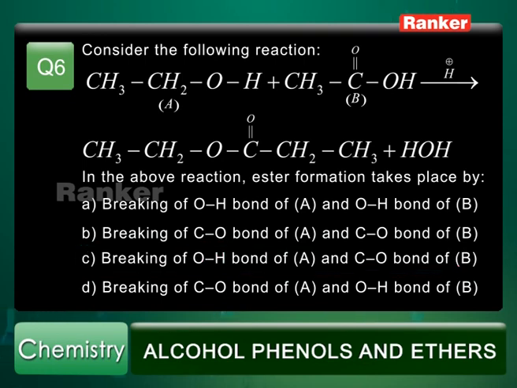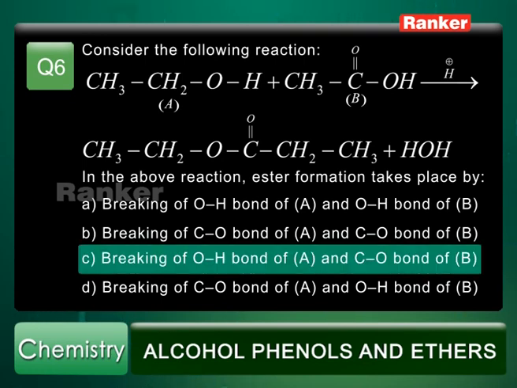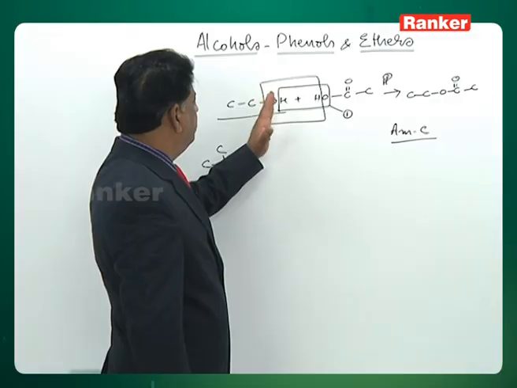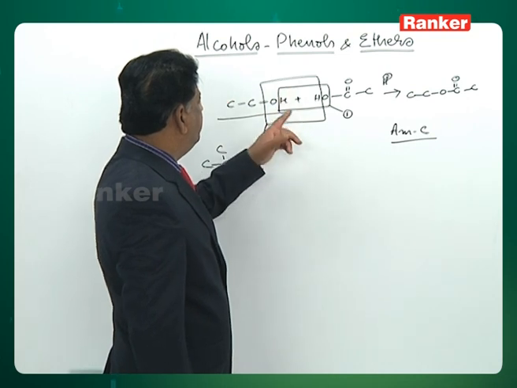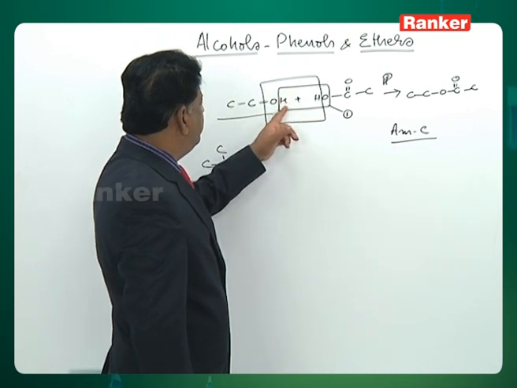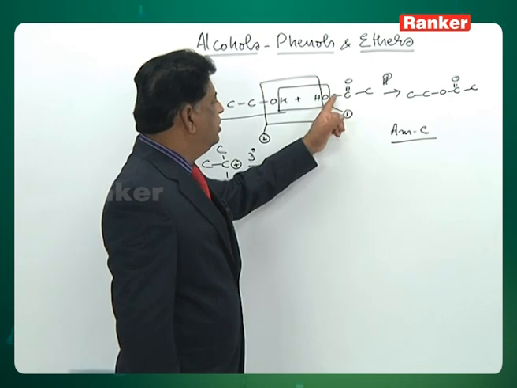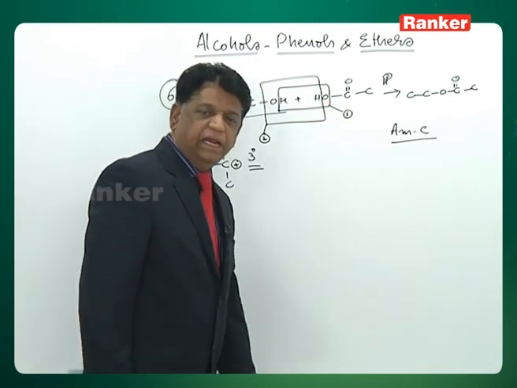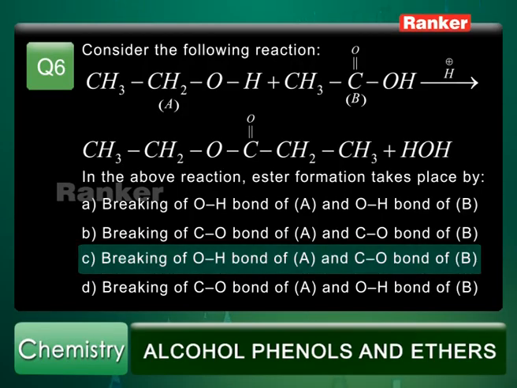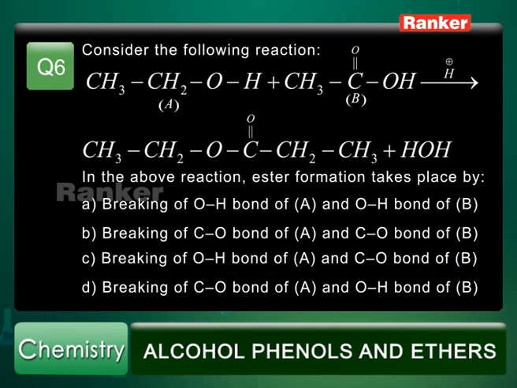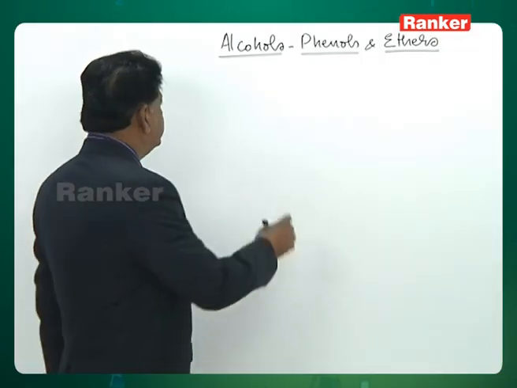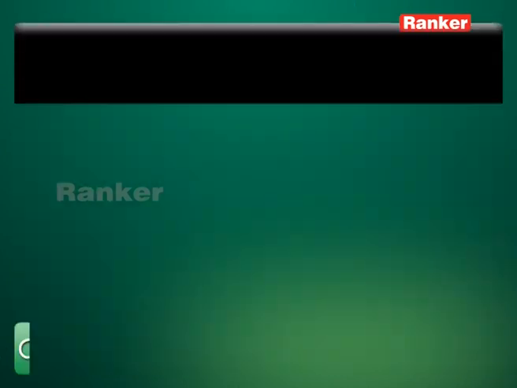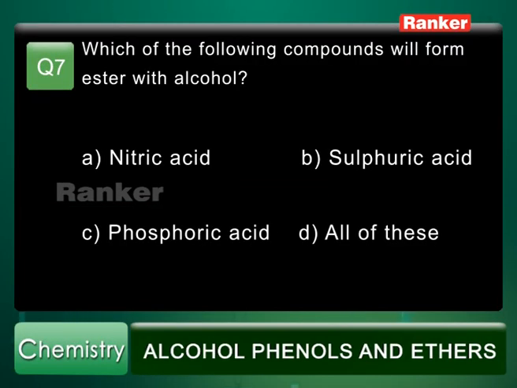So answer C says what? Breaking of the H, that is the OH from the alcohol, and breaking of CO from the acid is the right one. So therefore answer C is the right answer. So let's go to question number 7. Which of the following compounds will form ester with alcohol?